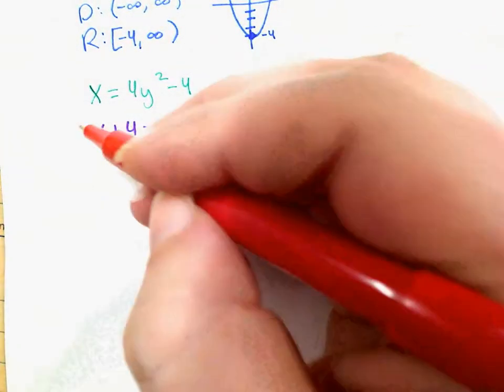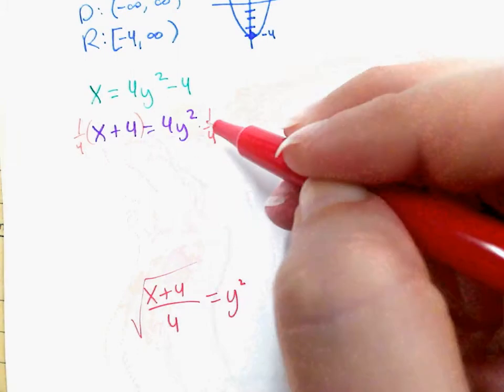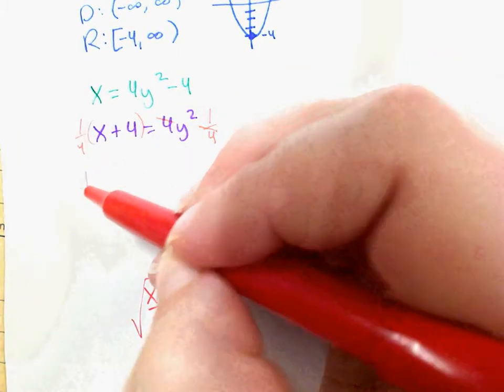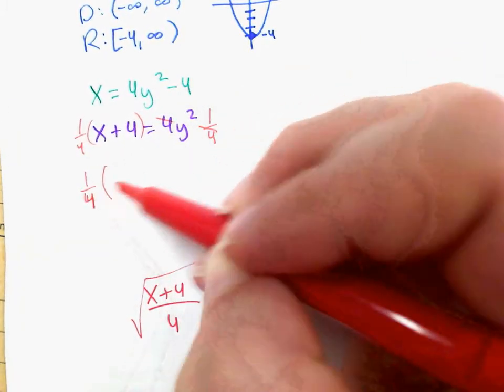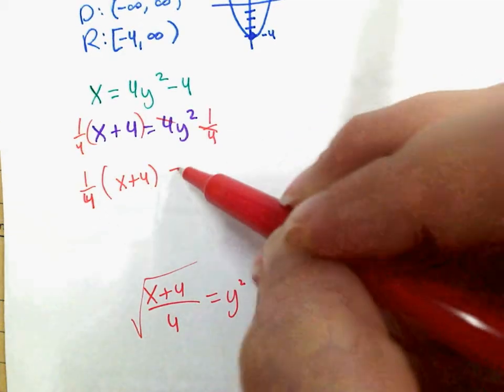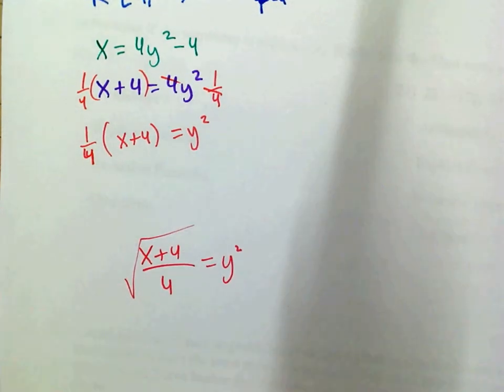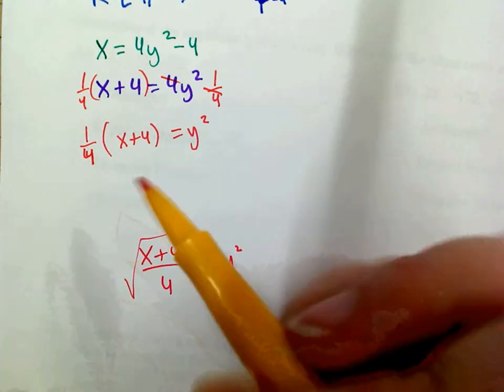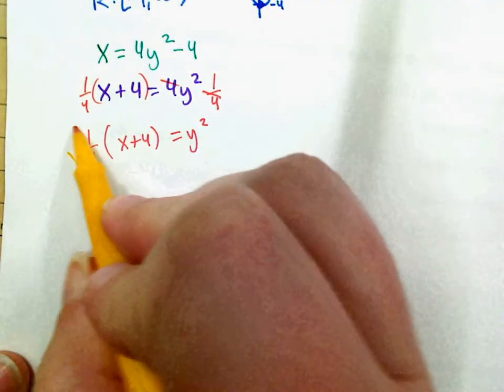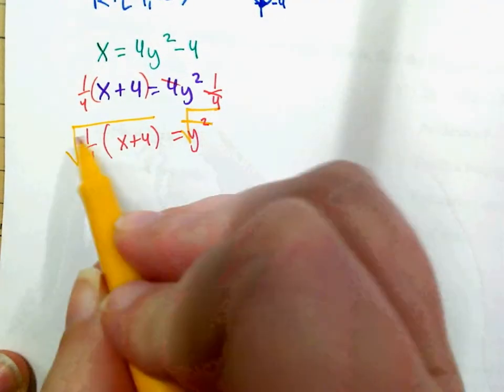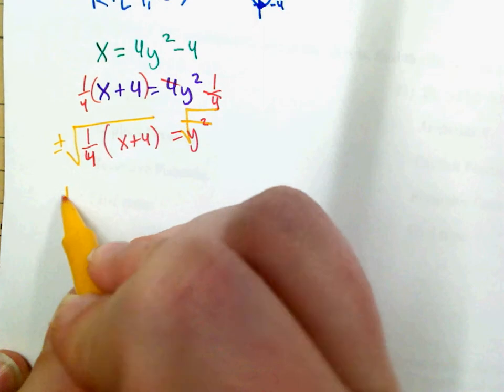So it is 1/4 x plus 4, which equals y squared. And we just said that in order to get rid of a square, we square root. How many answers do you get when you take a square root? 2, so plus or minus. So plus and minus the square root of 1/4 x plus 4 equals y inverse.